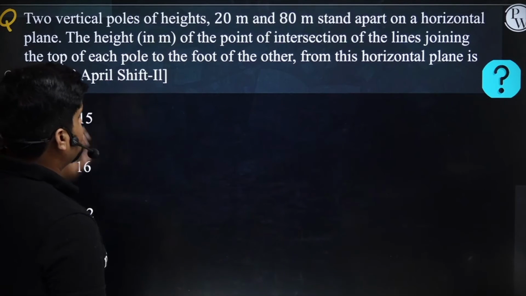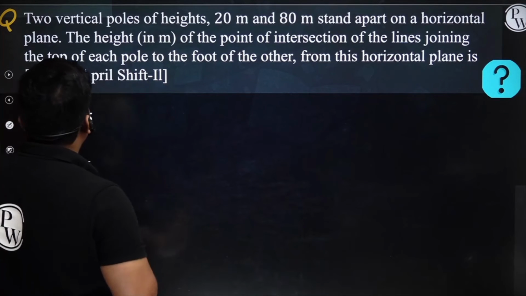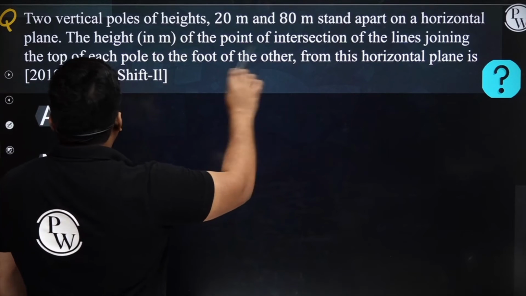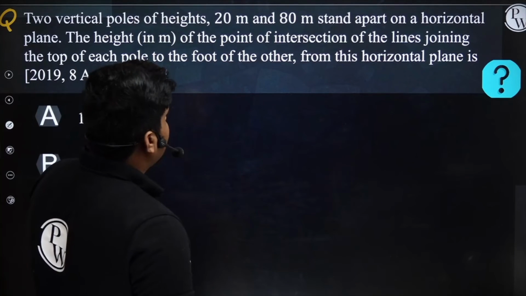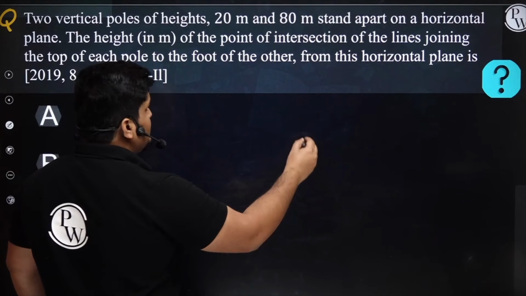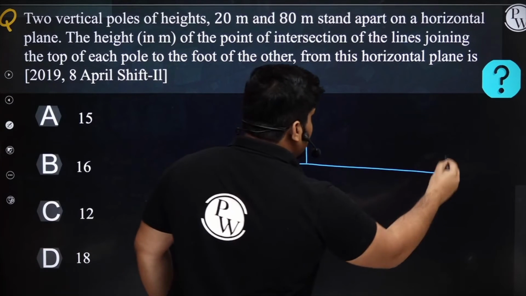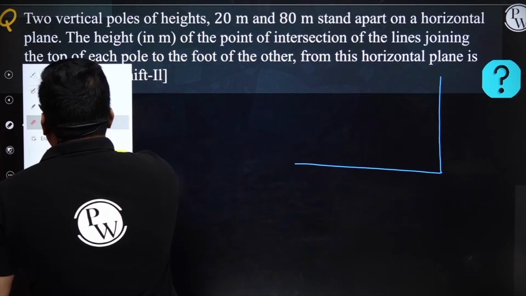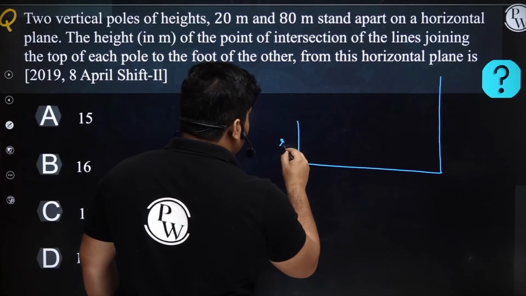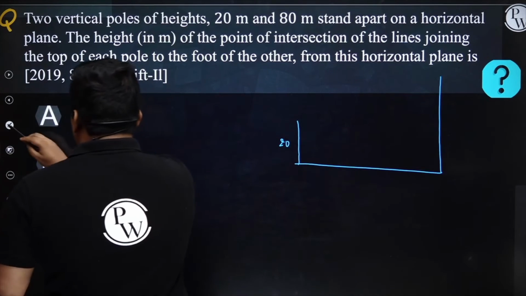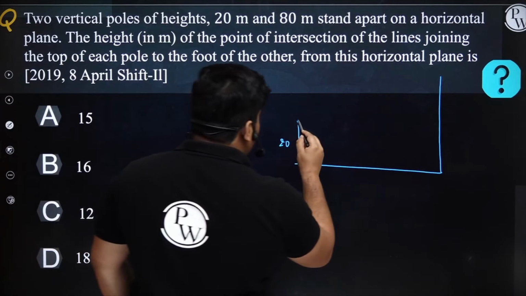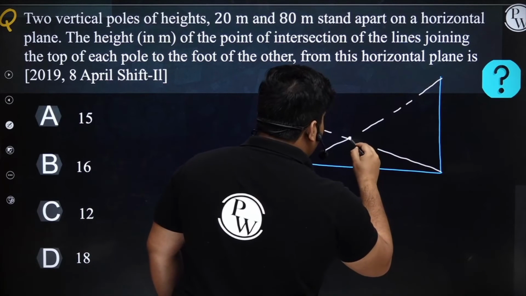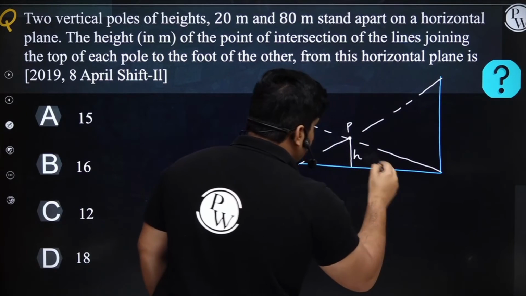Let's solve the next one. What is the question here? Two vertical poles of heights 20 and 80 meters stand apart. The lines joining the top of each pole to the foot of the other meet at a point P. We need to find the height h of this point from the plane. This is the same question that we have already done. This is 20, this is 80. We join their feet, and whatever is the point P, we need to find this height h.